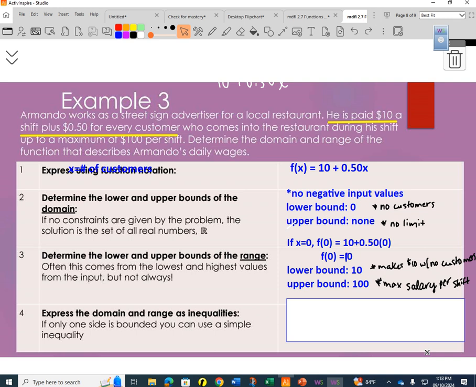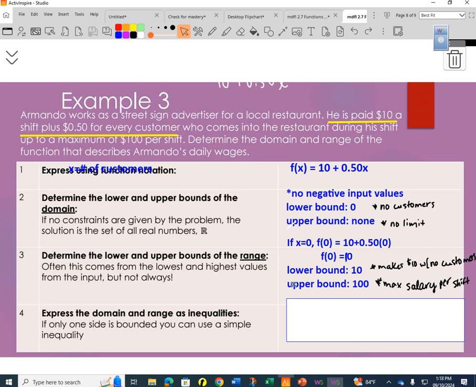So it's possible, if he waits on 200 customers, if you plug 200 in, you would get $110 for his estimate for the shift, but he's not allowed to make $110. So if you plug in a number that's more than 100, your answer has to be 100. Kind of like the maximum taxable income, right? For the maximum amount that he can make. So if the number is, say, 110, you've got to go, oh yeah, but the maximum he can get paid is $100. Does that make sense?